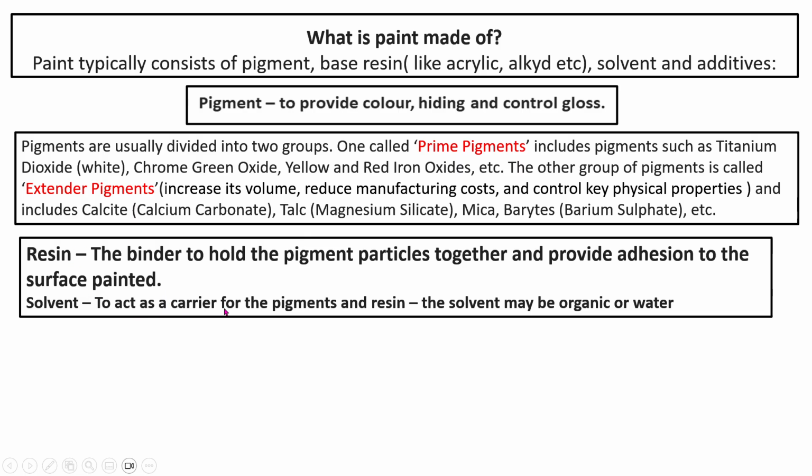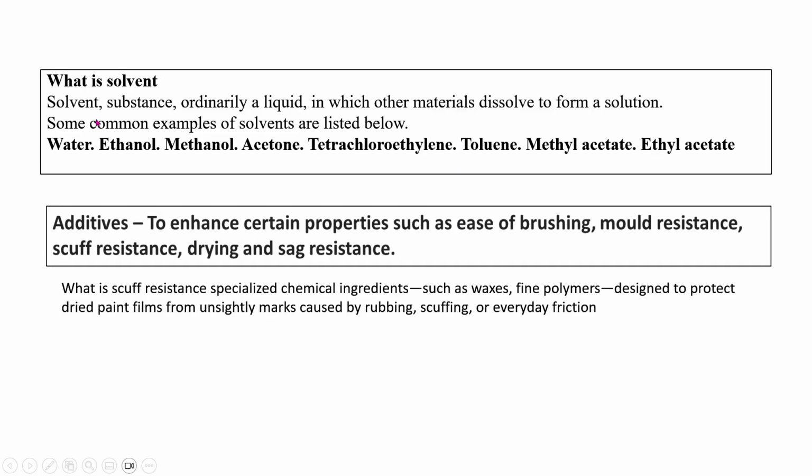Then solvent. It acts as a carrier for both pigment as well as the resin. Pigment means color, resin means binder, which holds the pigment. That is mixed with the solvent. Solvent can be organic or water. What is a solvent? A solvent is ordinarily a liquid in which other materials dissolve to form a solution. It means the resin as well as the pigments will be dissolved in this solvent.